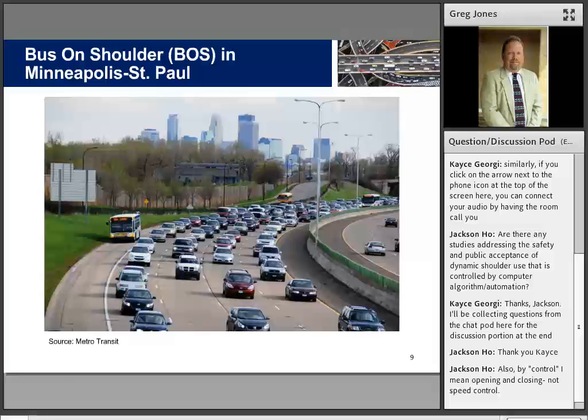So here's some examples from around the country. This is a bus-on-shoulder operation in the Minneapolis-St. Paul area. It's on the right side, and these are metropolitan buses in the Minneapolis-St. Paul area. Sometimes they don't travel that long of a distance, so being on the right side makes it easier for them to get on and get off.